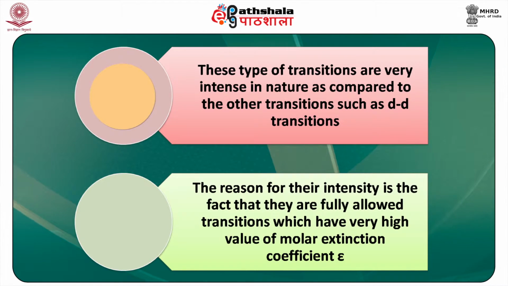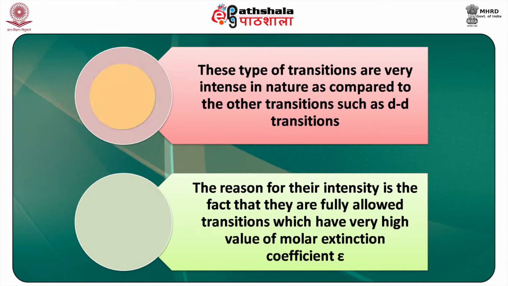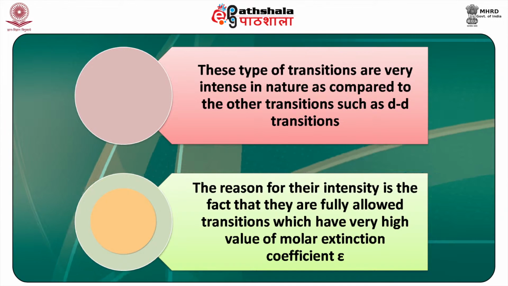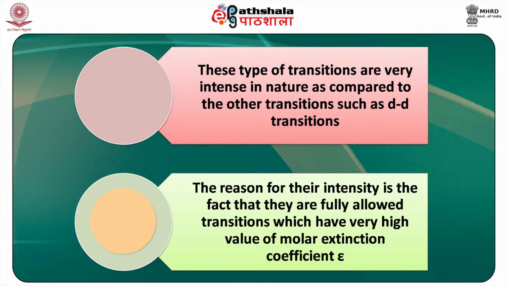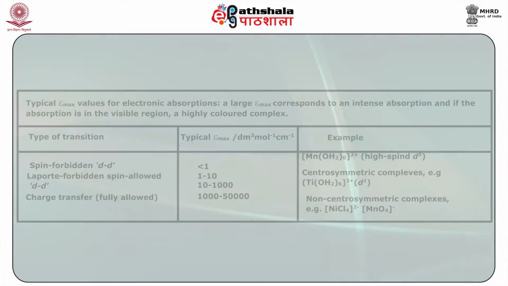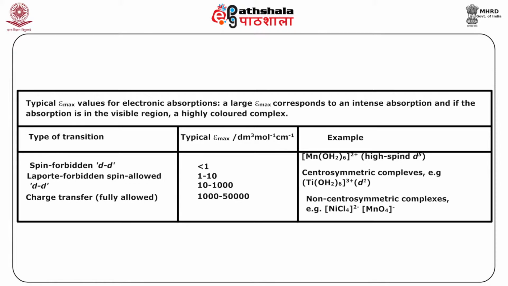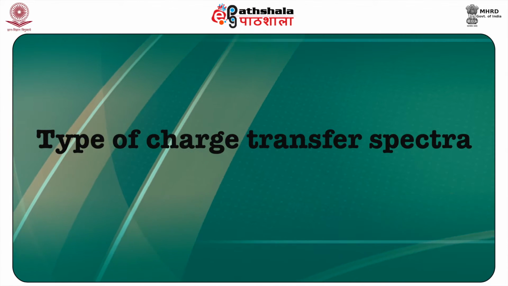These types of transitions are very intense in comparison to the other transitions such as d-d transitions. The reason for their intensity is the fact that they are fully allowed transitions which have a very high value of molar extinction coefficient epsilon. The table shows the difference in the value of epsilon for the various possible transitions. From the table, it can be seen that the charge transfer bands are quite profound in comparison to the d-d transitions, with very large epsilon values. We will discuss the types of charge transfer spectra.